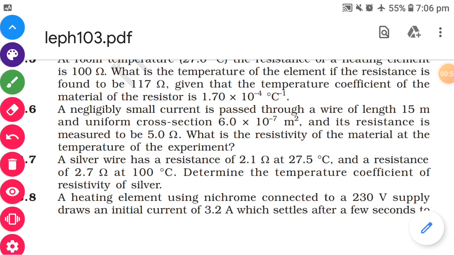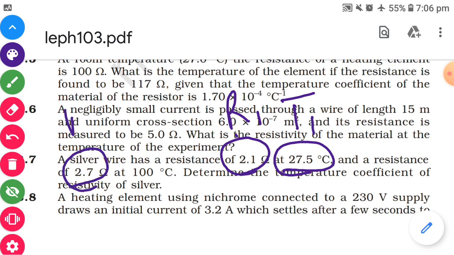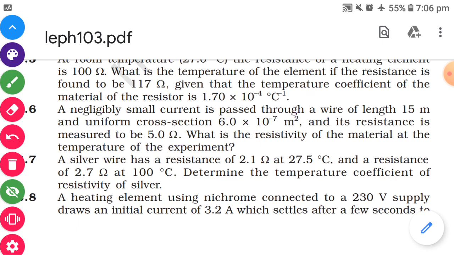Now example number 3.7. A silver wire has a resistance of 2.1 ohm at 27.5 degrees Celsius. So here this is your initial temperature and this is the initial resistance, say R1, and this is say temperature T1, and resistance becomes 2.7, that is R2, at the temperature T2. We want to find out the temperature coefficient of resistivity. Again easy.